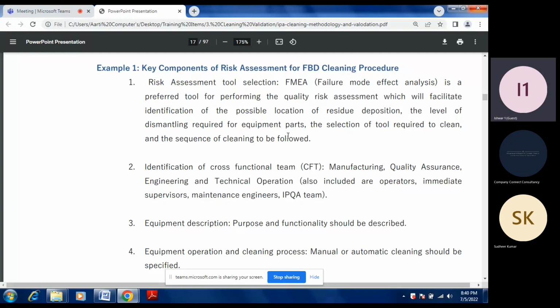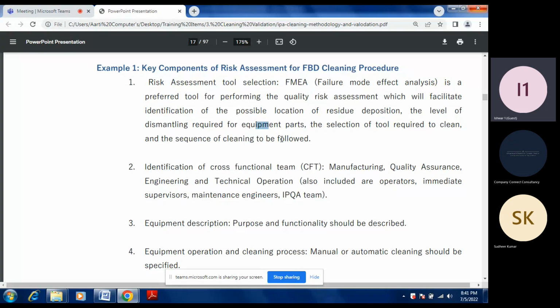Risk assessment tool: failure mode effects analysis is the preferred tool for performing the quality risk assessment. It will facilitate identification of the possible locations of residue in the equipment, the level of dismantling required for the equipment parts, selection of the tools required to clean, and the sequence of cleaning to be followed.